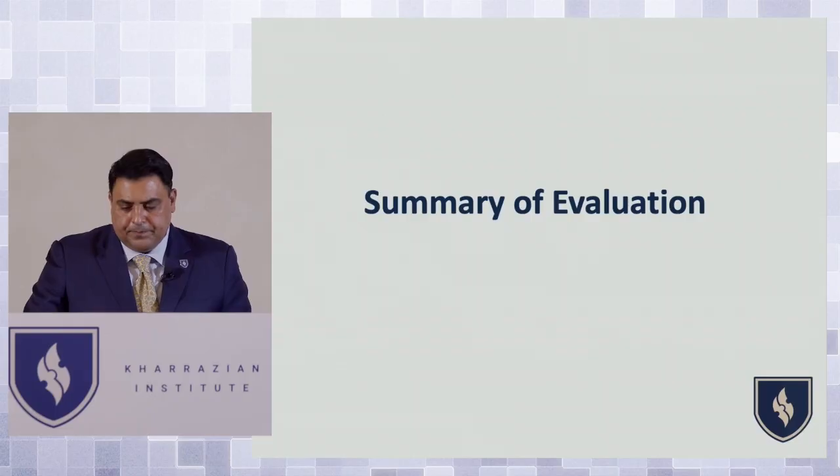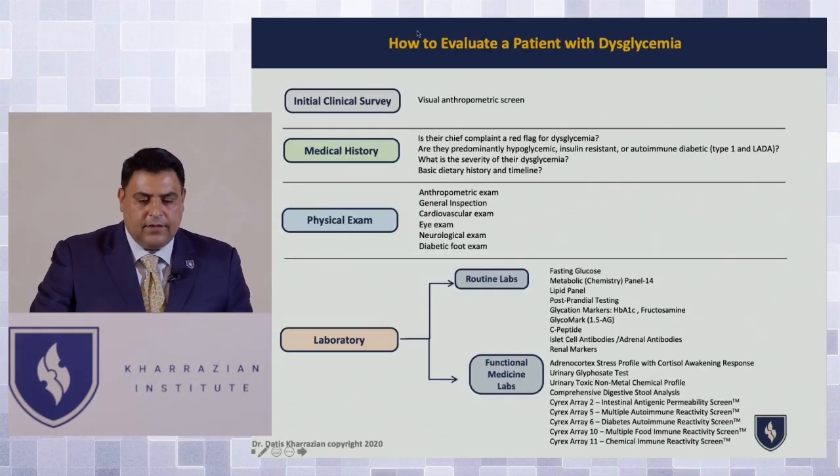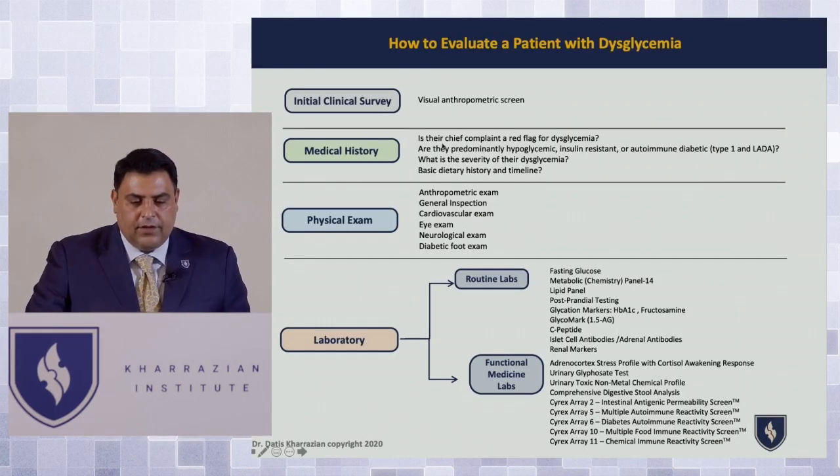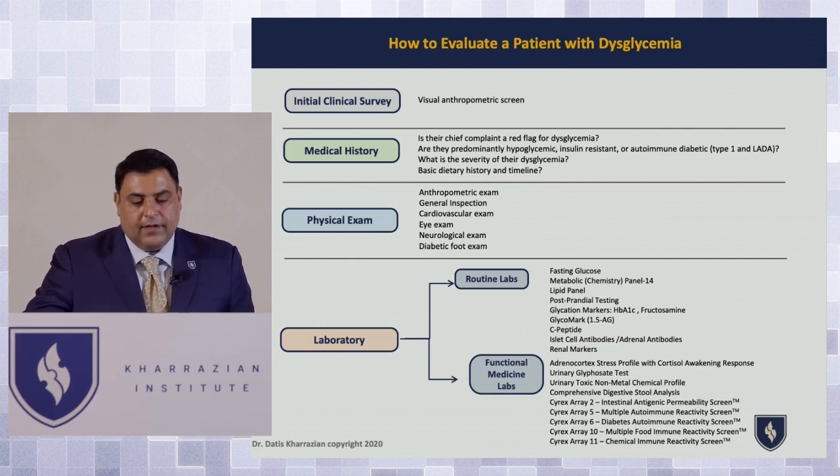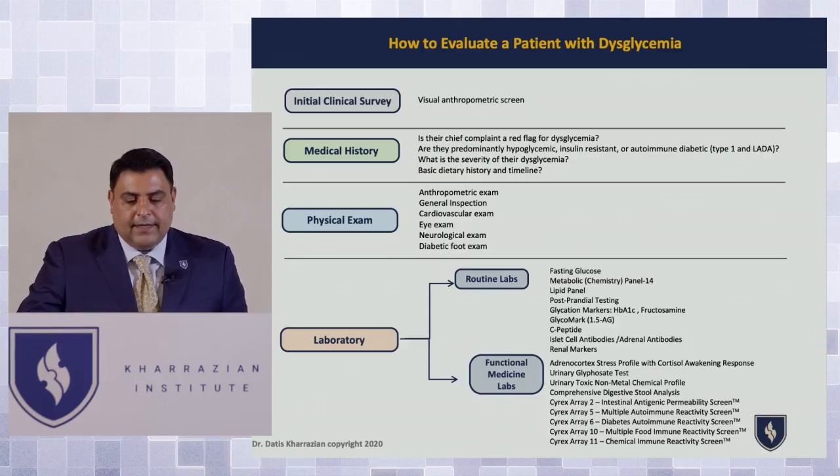So in summary, this is the chart for how to evaluate patients with dysglycemia. You go through the initial clinical survey, you get a visual evaluation: what their weight is, overweight, underweight, normal weight. You do the medical history, see if they have chief complaints of blood sugar disorders. You get an idea if they may have a tendency to be hypoglycemic from lifestyle and diet, hypoglycemic unrelated to lifestyle, maybe some underlying metabolic disease, or insulin resistant due to lifestyle, or even diabetic related to autoimmunity. Those patterns of diet and outcomes don't match with each other.